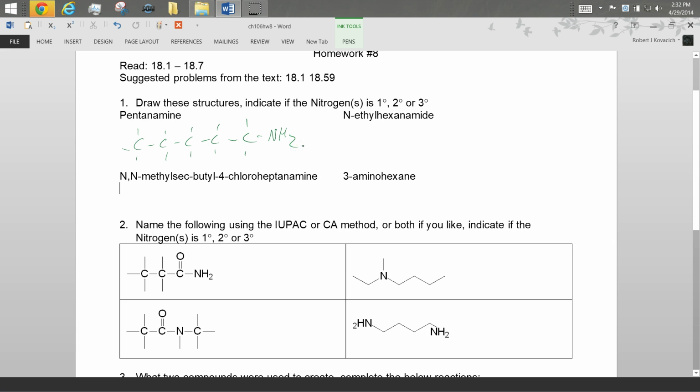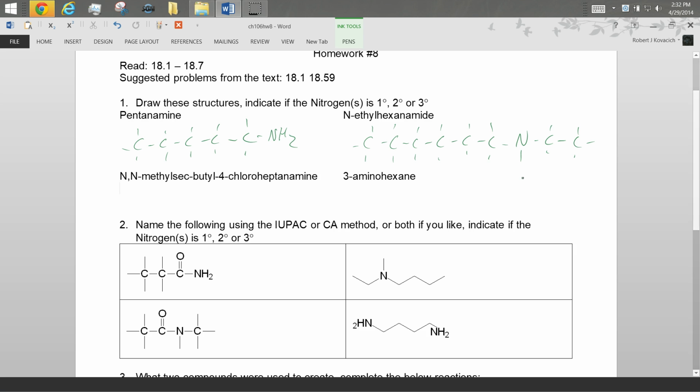Okay. And then N-ethyl hexanamine. All right, so I'm going to throw up 6 carbons. And then a nitrogen. And then N-ethyl means I've got 2 more carbons, a carbon chain of 2 coming off that nitrogen, and then I need another hydrogen.